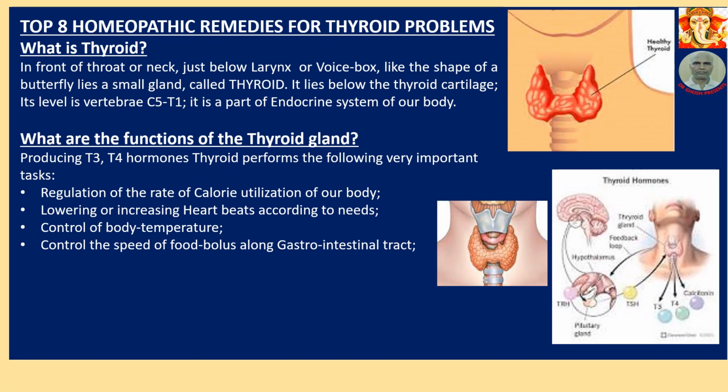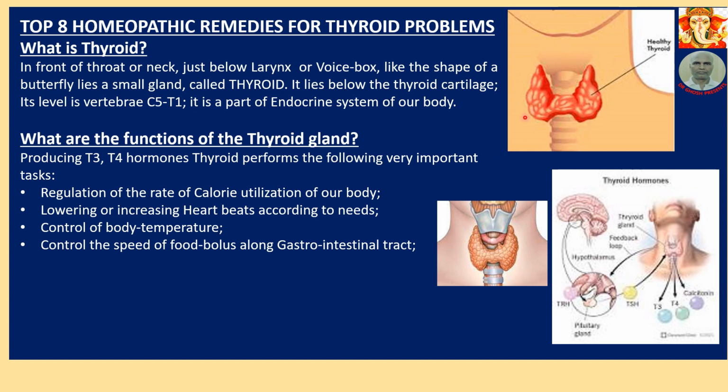Top 8 homeopathic remedies for thyroid problems. What is thyroid? In front of the throat or neck, just below the larynx or voice box, like the shape of a butterfly, lies a small gland called thyroid. It lies below the thyroid cartilage. Its level is vertebrae C5 to T1, that is C5, C6, C7 and T1, cervical 5, 6, 7 and thoracic 1. It is a part of the endocrine system of our body.